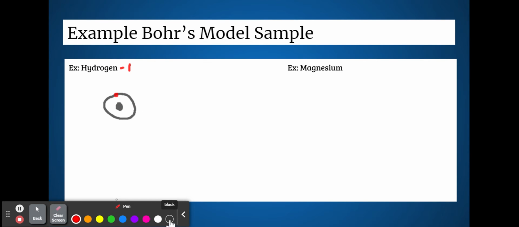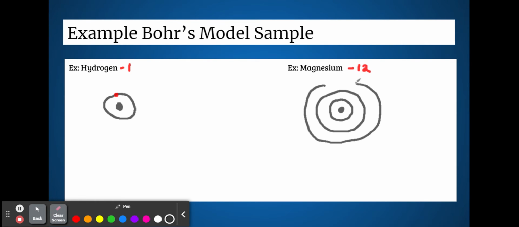Let's do this for magnesium. Magnesium has a total of 12 electrons, so we're going to have more energy levels going on here. And we also know that magnesium lives in energy level 3. So we are going to have 3 rings around the nucleus. There's ring number 1, first energy level. Ring number 2, second energy level. Ring number 3, third energy level.